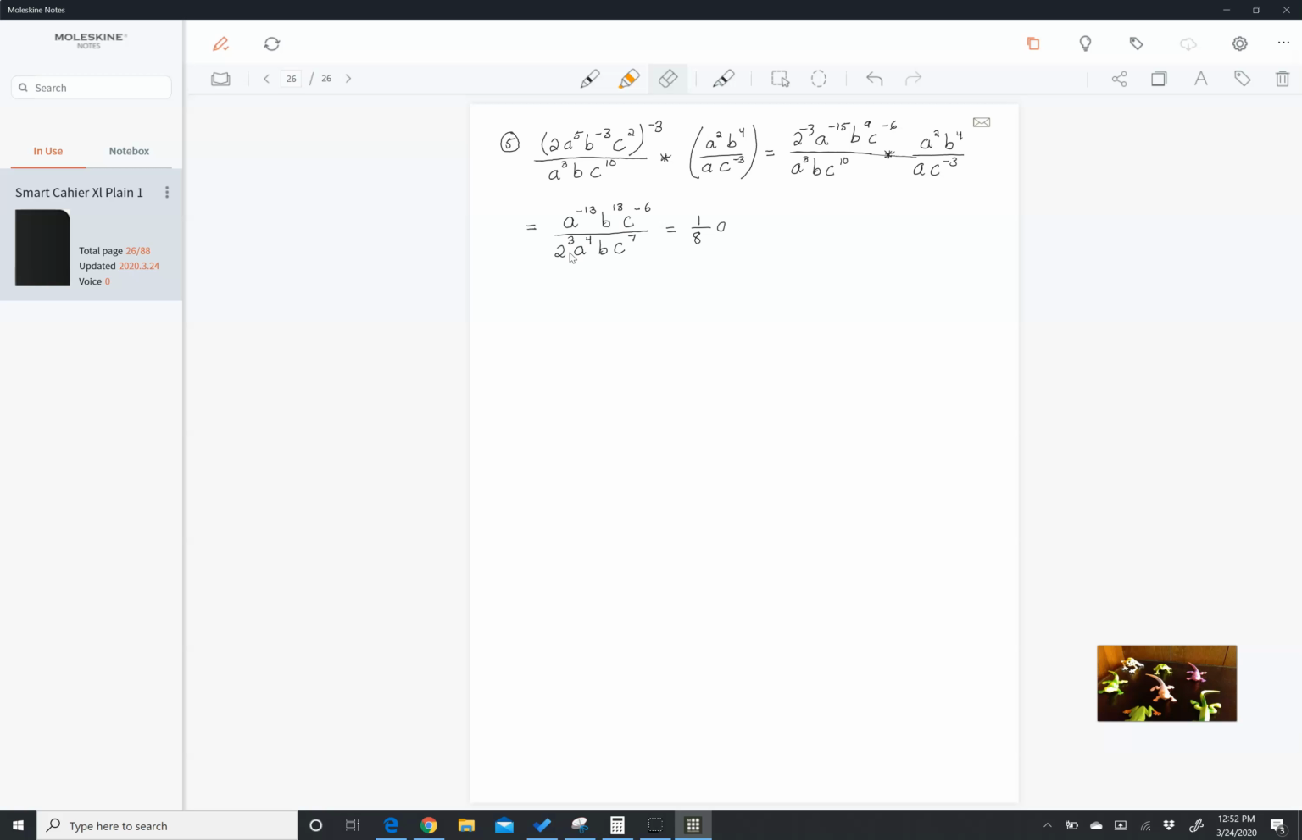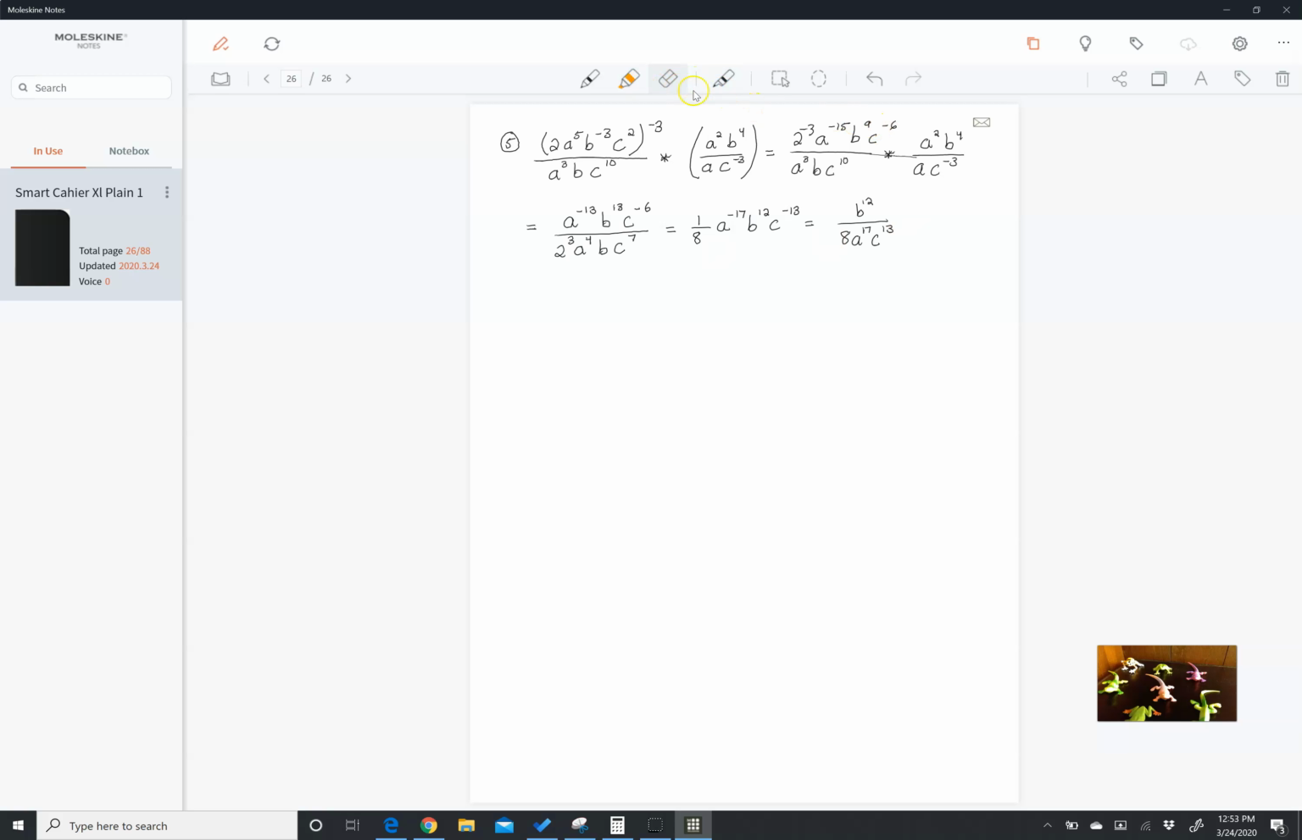Negative 13 minus 4 is negative 17. 13 minus 1 is 12. And negative 6 minus 7 is negative 13. And now our last step is to get rid of the negative exponents. The a to the 17th can move to the bottom with the 8, and so can the c to the negative 13th. So we have b to the 12th over 8, a to the 17, c to the 13.